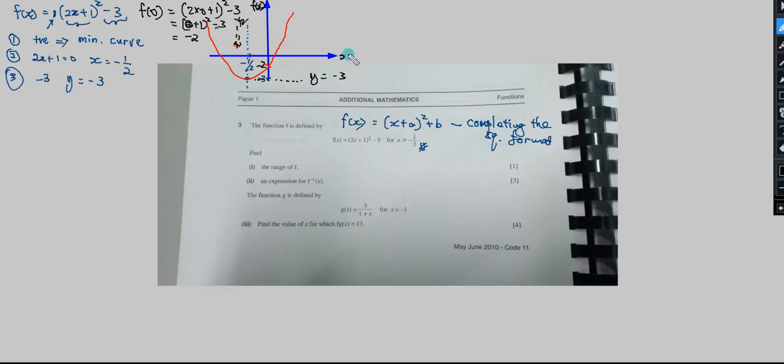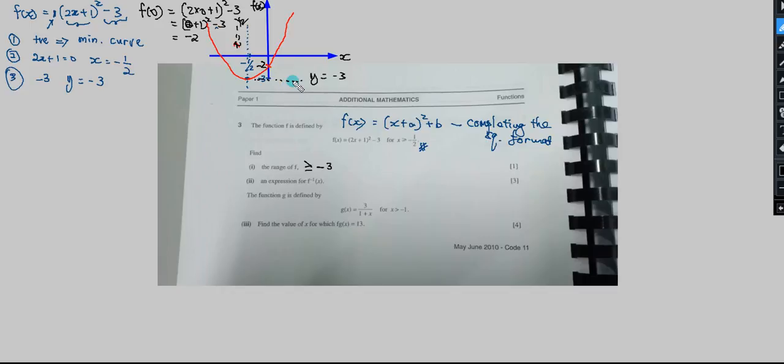Okay, this is actually your x. So when you want to find the range of f, it means you are looking for the function value. So the range of f has to be either equal to or bigger than minus 3. Now, write an expression of the inverse function.